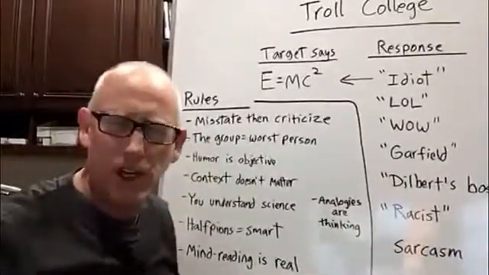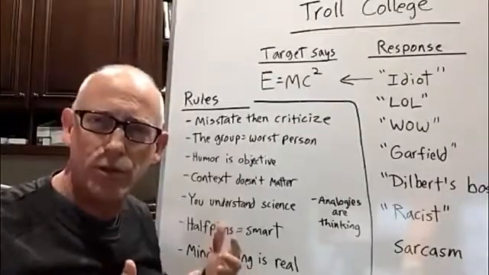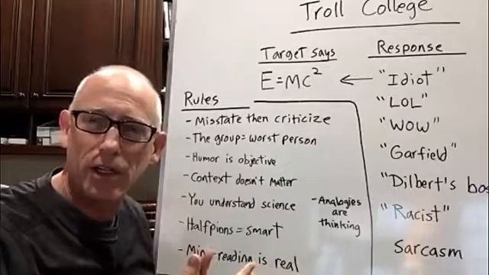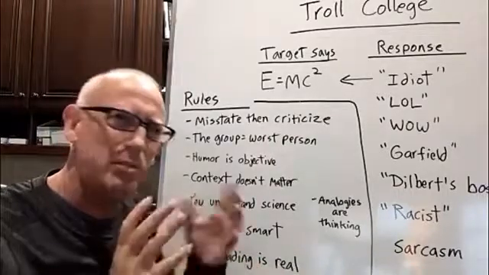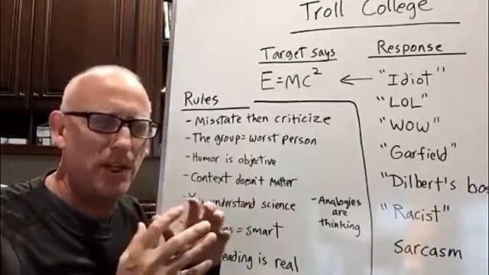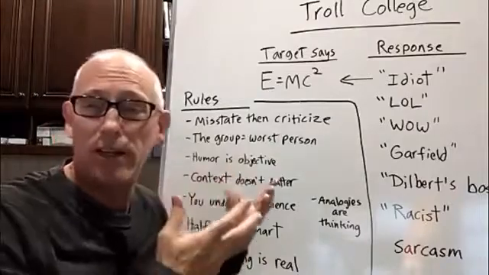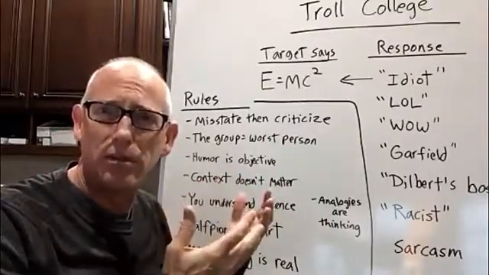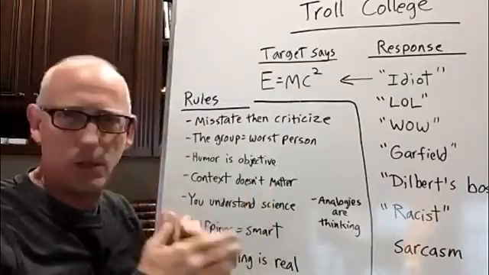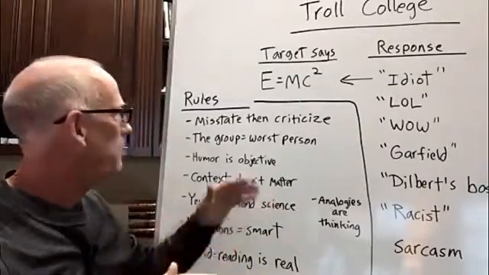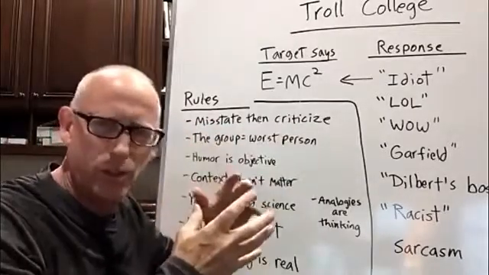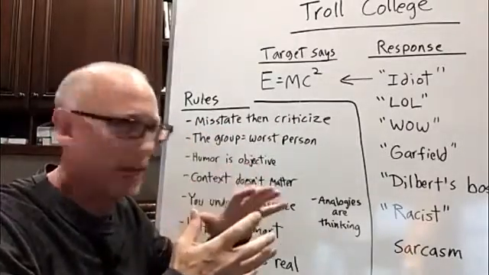Before you criticize, it is often useful to misstate what you're criticizing. Because lots of times a troll will make the mistake of criticizing something that somebody actually said or something they actually meant. And that's always a mistake. You don't want to do that. It's better to misstate what they said and then criticize your hallucination of what they said.